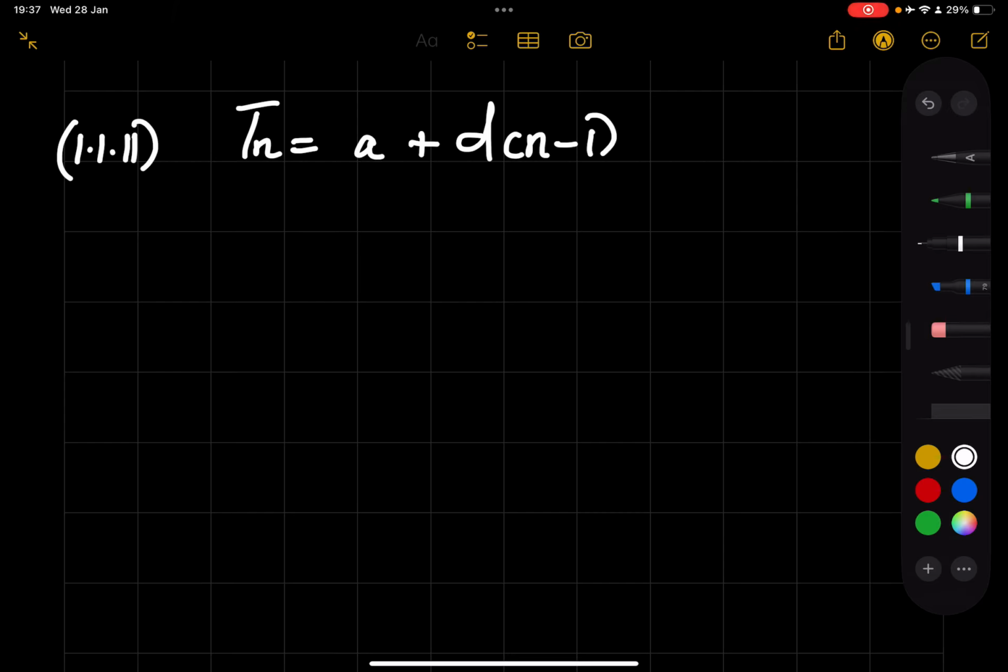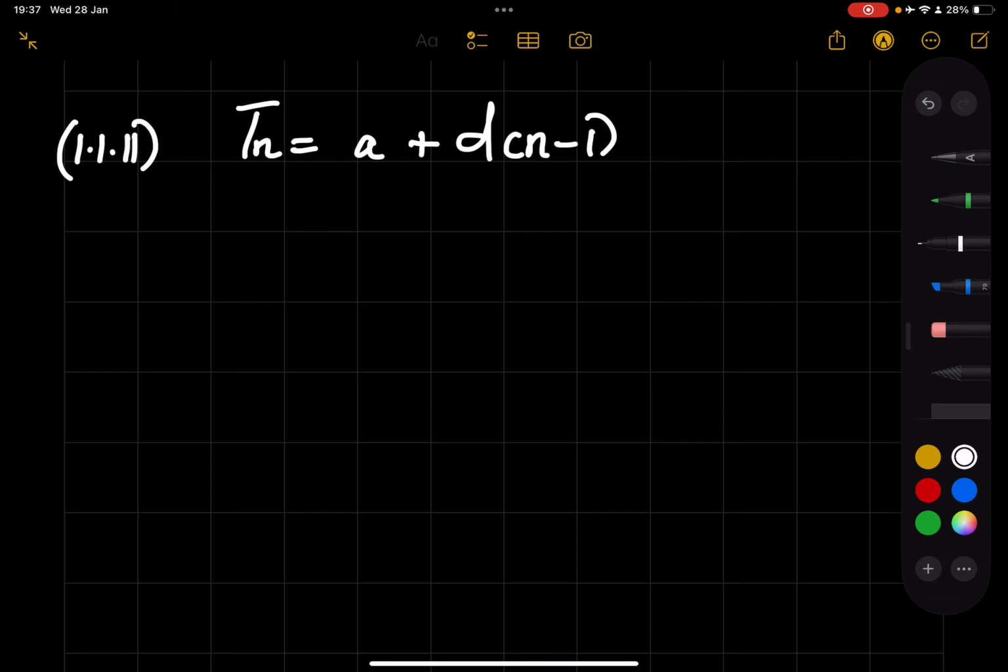In this question, we are asked to make A the subject of the formula. Okay, and for those who are familiar with this formula, you can see that it's an arithmetic sequence formula or a linear sequence formula. So what needs to be solved is we want to make A the subject.